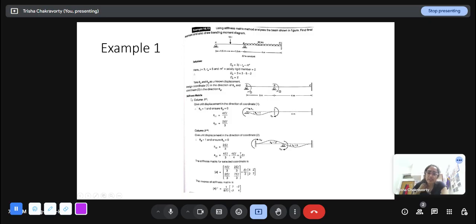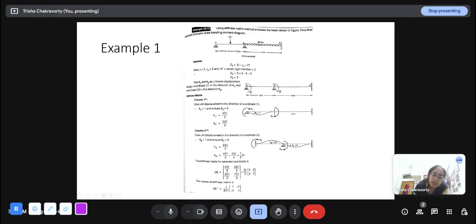For stiffness matrix, the first column, give unit displacement in direction of the coordinate. So theta A is 1, and ensure theta B is 0. So I fix it because already the y direction displacement was fixed, and now that I restrain the rotation as well, give a fixed support. So K11, as we know from slope deflection method, is 4 EI by 3, and K21 is 2 EI by 3. For column 2, I'm going to give unit displacement in the direction of coordinate 2.